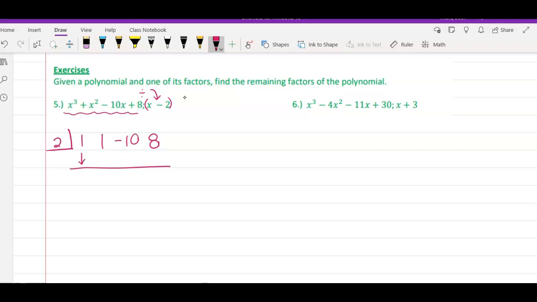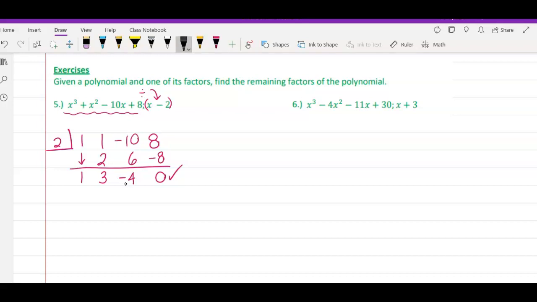So I'm going to bring down a 1. 2 times 1 is 2. Combined with 1 makes 3. 2 times 3 makes 6. Combining negative 10 and 6 makes negative 4. 2 times negative 4 is negative 8. Combining with that gives me 0, which we expected because the problem said this is a factor. So if I didn't get 0, I would know I did something wrong.